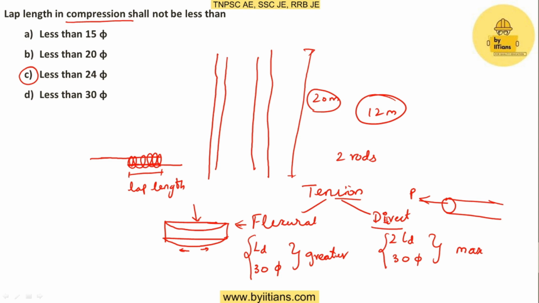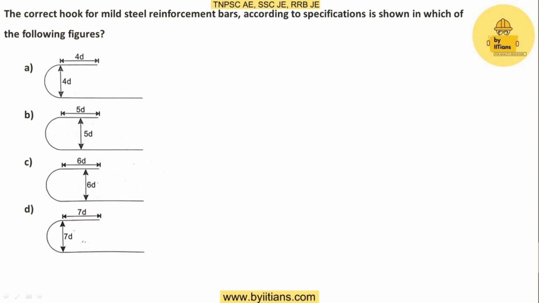Now we'll move on to the next question. The correct hook for mild steel reinforcement bars according to the specification is shown in which of the following figures? So there are 4 figures given. Out of these 4 figures, we have to find the appropriate answer.